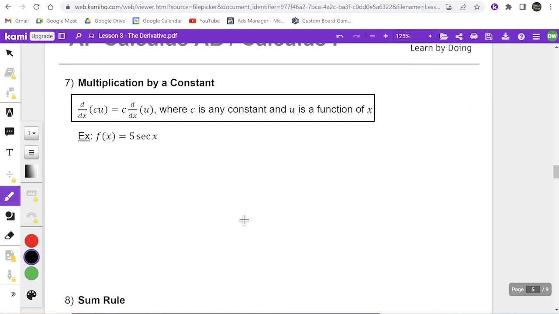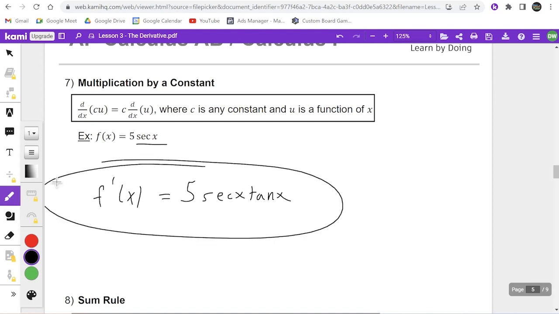Two more rules to go. The next rule is multiplication by a constant. This is the easiest rule in the world. Basically, if you have any of the rules I said above and you have a constant in front of it, remember a constant is just like a number, then all you need to do is say the answer of the derivative times the coefficient or constant. So when I have f of x equals 5 secant x, and I want to take the derivative of secant x, I know f prime of x is secant x tangent x, and then I just need to put the 5 in front and you're done with the derivative.